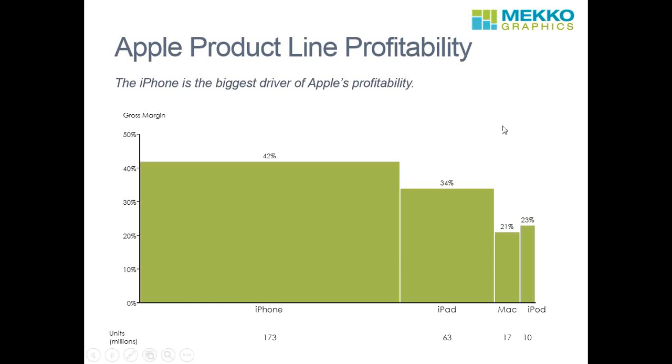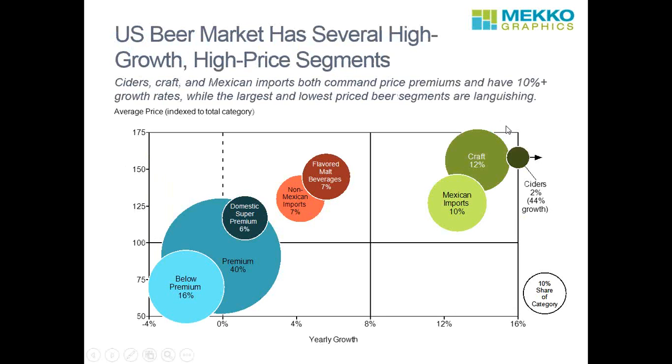And I'm going to wrap up with a bubble chart. So I think a bubble chart is useful if you've got a couple of different dimensions that you're looking at and you want to categorize your market along those dimensions, which might be margin. In this case, my dimensions are price and growth rate. So here I've got the US beer market split up into market segments.